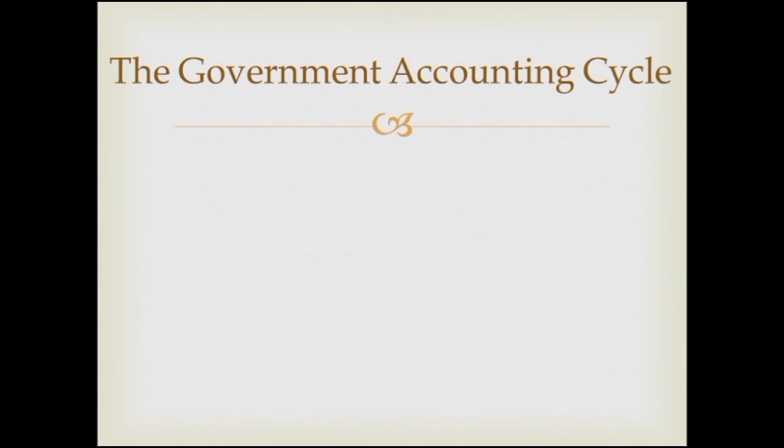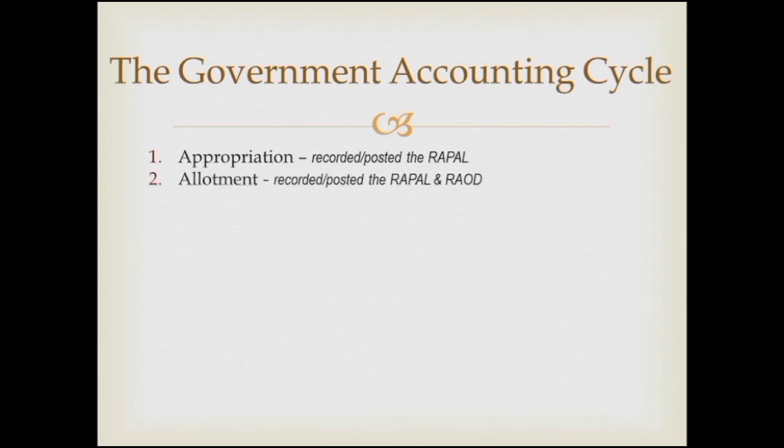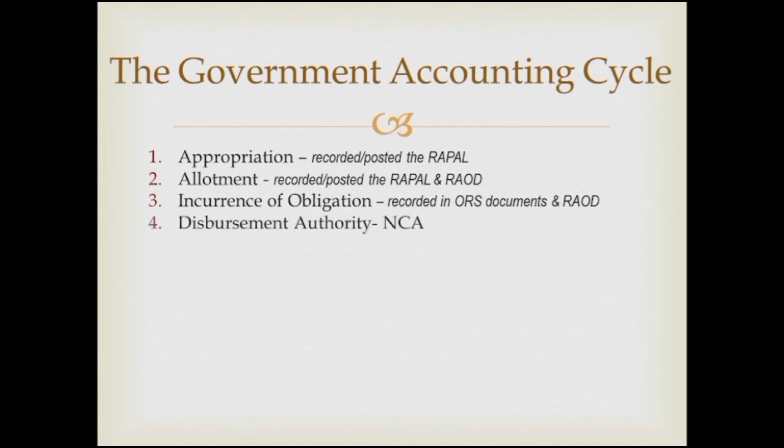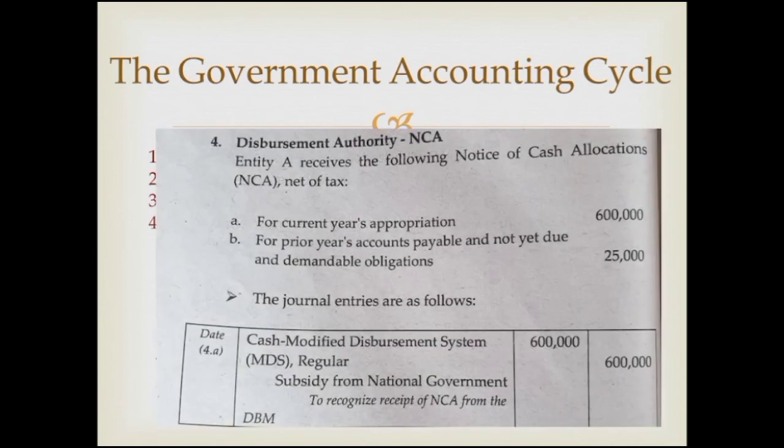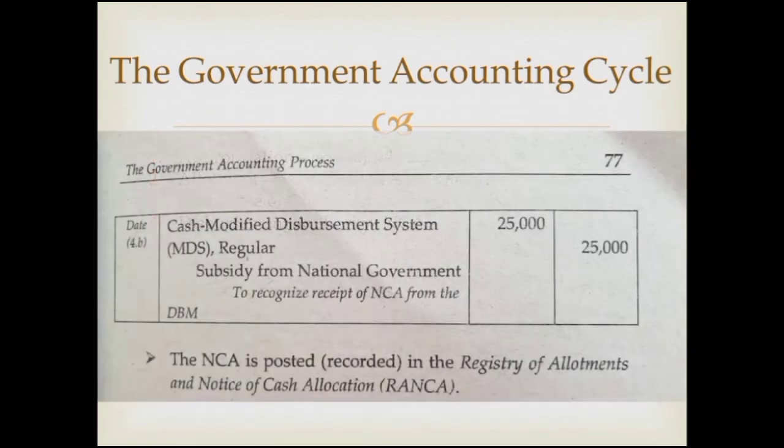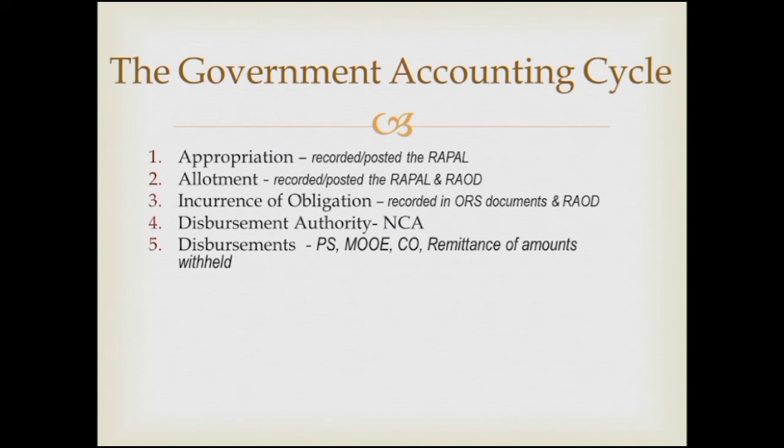The government accounting cycle. Number 1 is the appropriation, recorded or posted in the RAPAL. Second, allotment, recorded or posted in the RAPAL and RAOD. 3. Incurrence of obligation, recorded in ORS documents and RAOD. 4. The disbursement authority or NCA. These are examples of the disbursement authority NCA journal entry. 5. Disbursements: PS, MOOE, CO, remittance of amounts withheld.